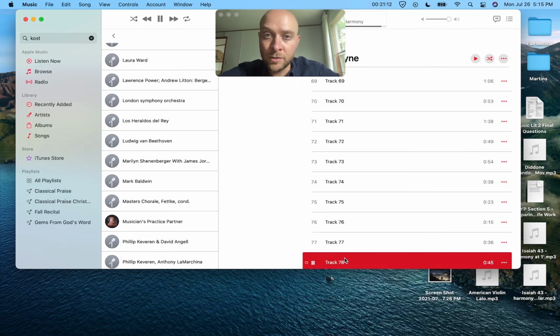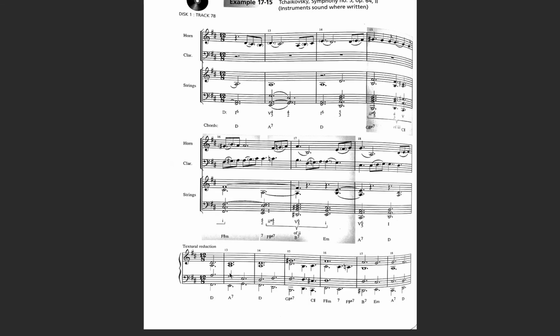Let's listen to that again. I'll look at the textural reduction down here, example 17-15.